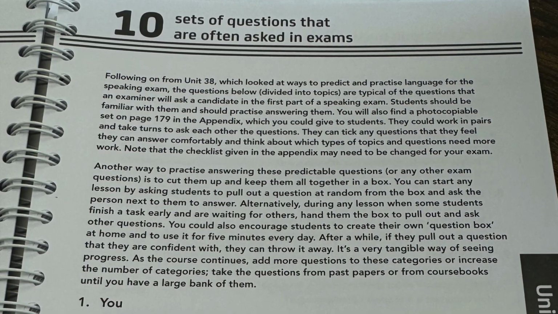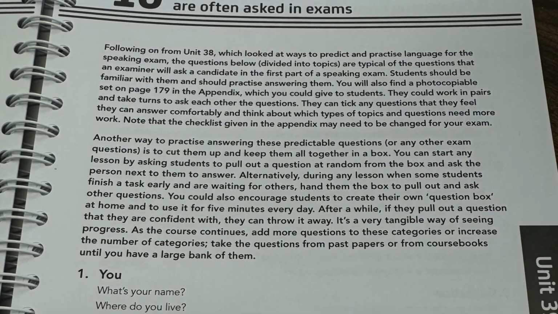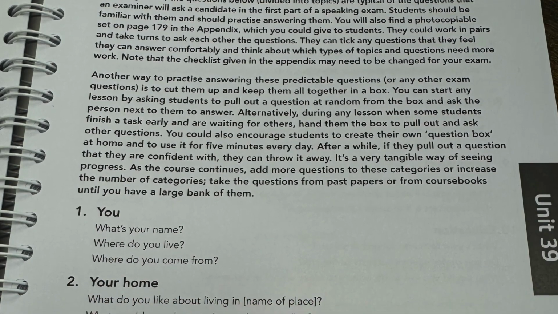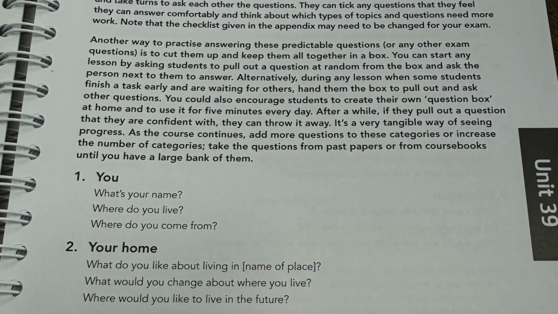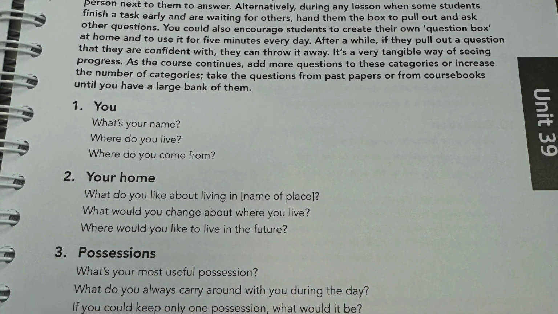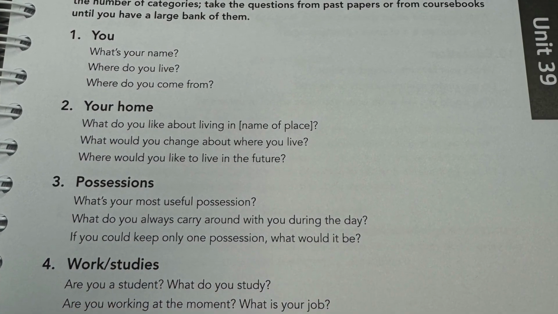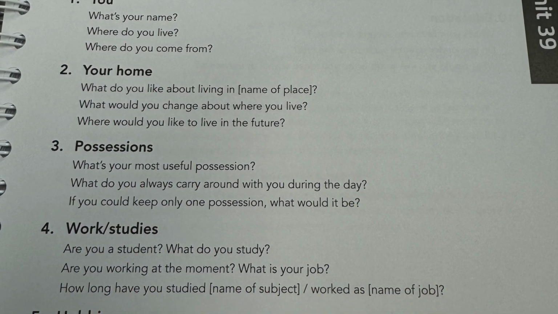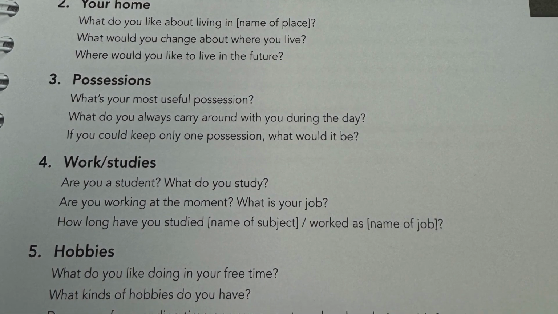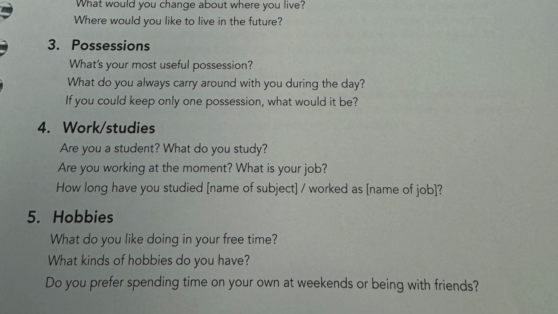To finish off, it's really interesting when we get feedback from teachers who use ETpedia books, and sometimes it's the simplest unit that gets some of the most positive feedback. So in the exam ETpedia, we've got a unit called 10 sets of questions that are often asked in exams. It's a really simple unit where we've got 10 categories of topics that speaking examiners often ask students in exams, like you, your home, possessions, work, studies, hobbies, education, things like that. And then we've just provided 3 questions for each category.